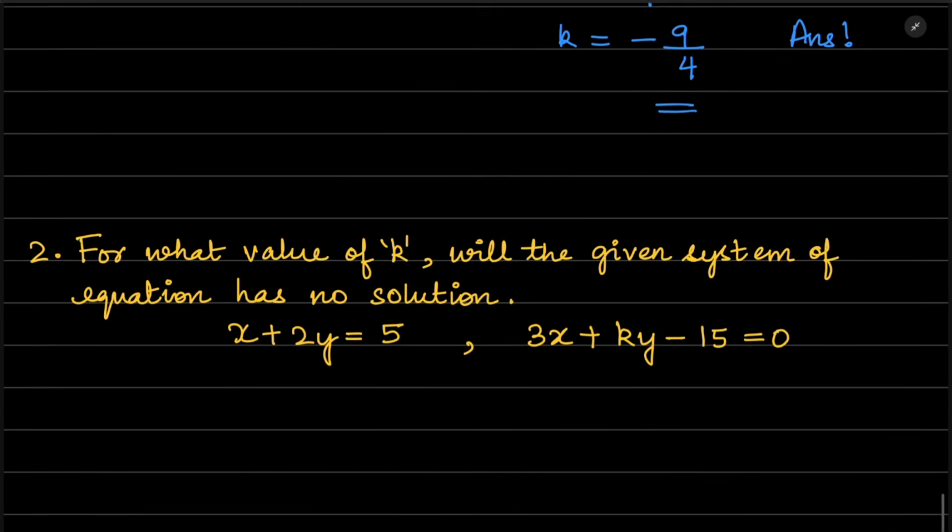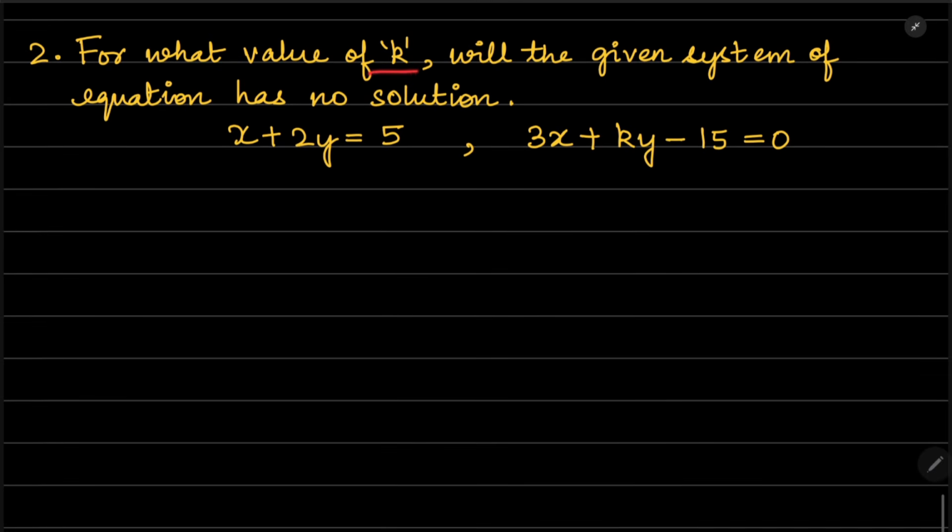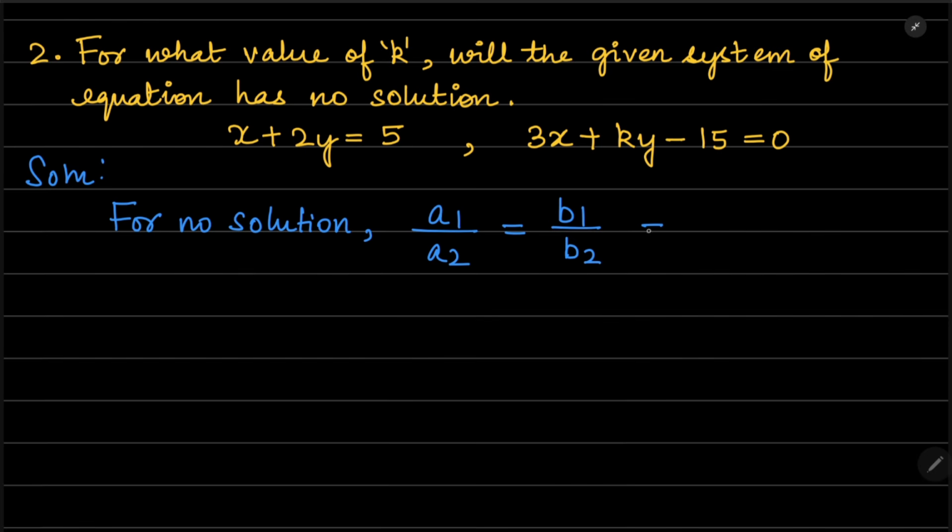So let's move on to the second one. For what value of k will the given system of equations have no solution? Again, same thing. For no solution, what is the condition? a1 by a2 should be equal to b1 by b2, but these two ratios will not be equal to c1 by c2. I'm just going to replace a1, which is nothing but the coefficient of x in the first equation. It is 1, divided by 3, should be equal to b1 by k.